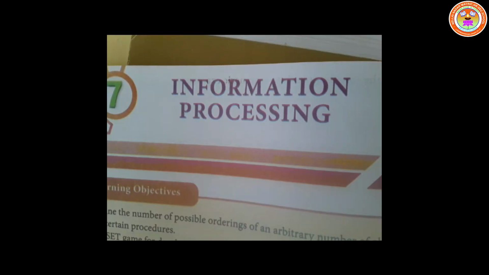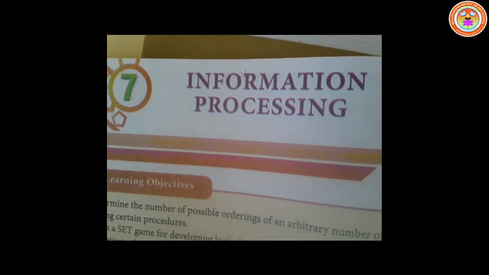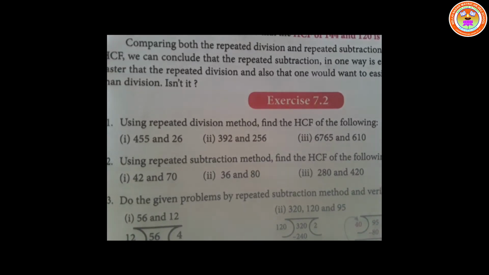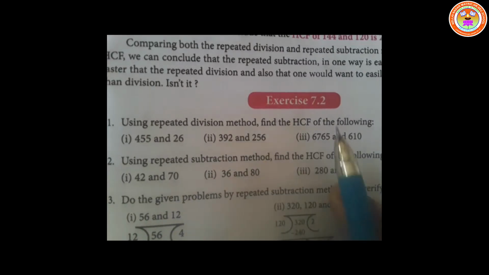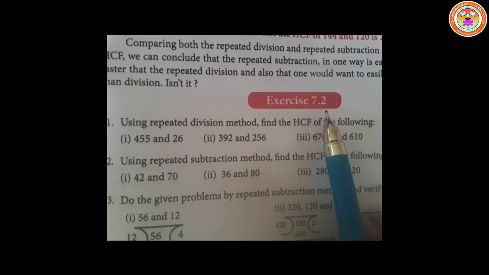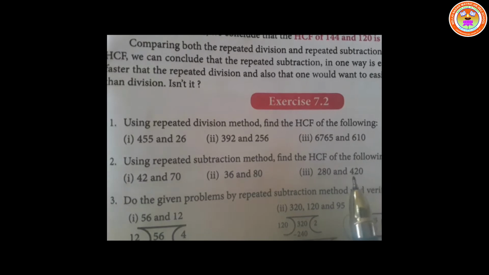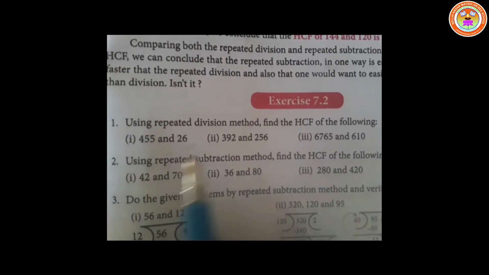Good morning, children. Now we are moving to the 7th chapter, Information Processing. In this chapter, the reduced portion goes to exercise 7.2. So exercise 7.2 only is in your portion; 7.1 is not there. So now we'll move on to exercise 7.2.